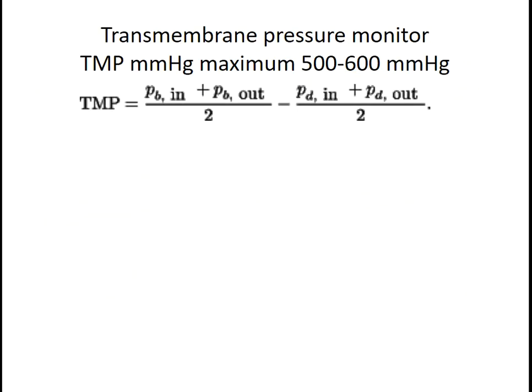Transmembrane pressure monitor. The maximum that can be achieved is around 500 mmHg. Otherwise, the fiber can rupture. It's calculated internally inside the hemodialysis machine system by two forces, the blood force and the dialysate force, controlling the pressure of the blood inlet and the pressure of the blood outlet. So we have the mean, as well as the pressure of the dialysate inlet and the pressure of the dialysate outlet and the mean.